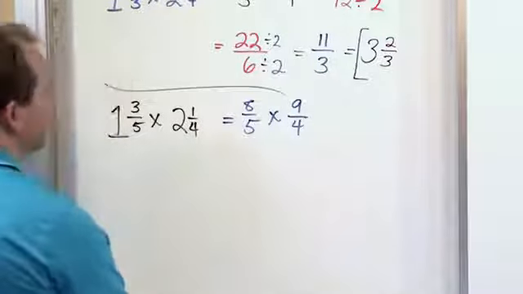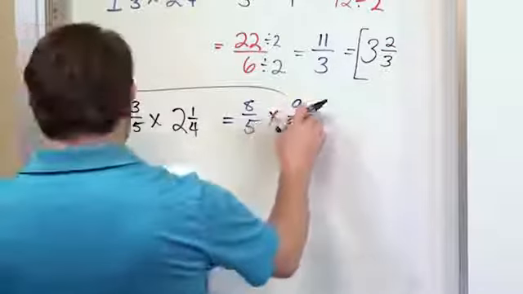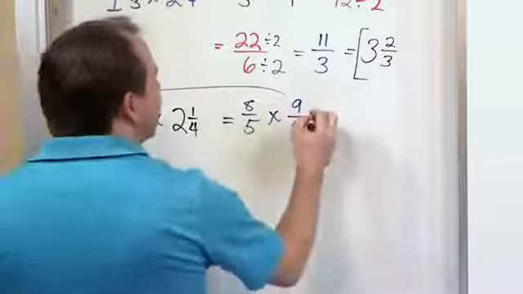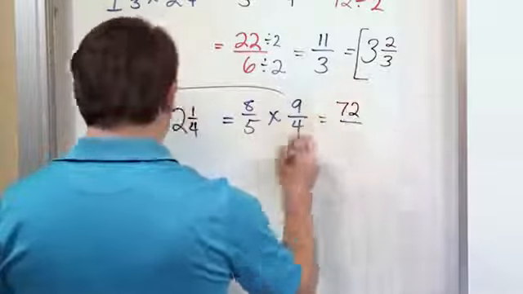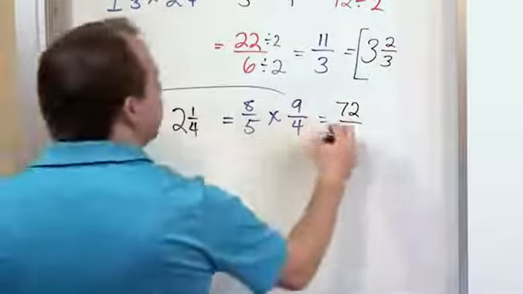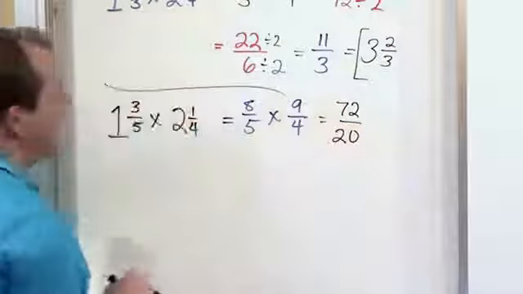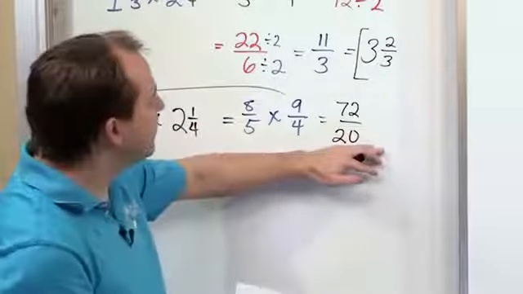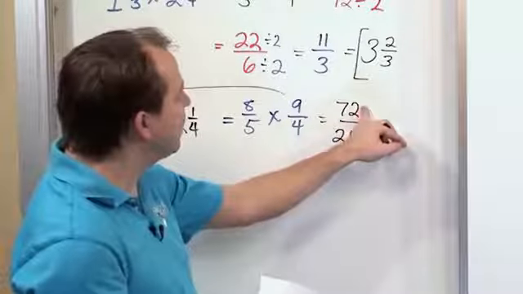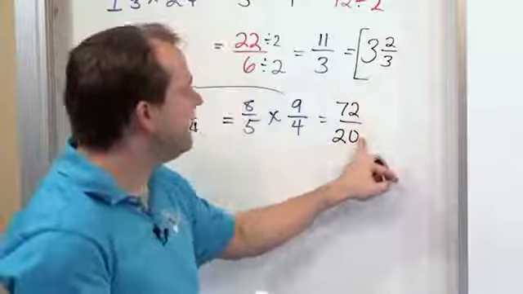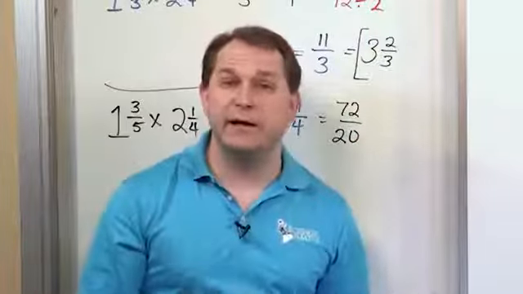And then we simply multiply top, multiply bottom. 9 times 8, or 8 times 9, is 72. And 5 times 4 is 20. All right? So again, we try to simplify this. We notice that this is an even number, and this is also an even number, so we could divide the top and the bottom by 2.